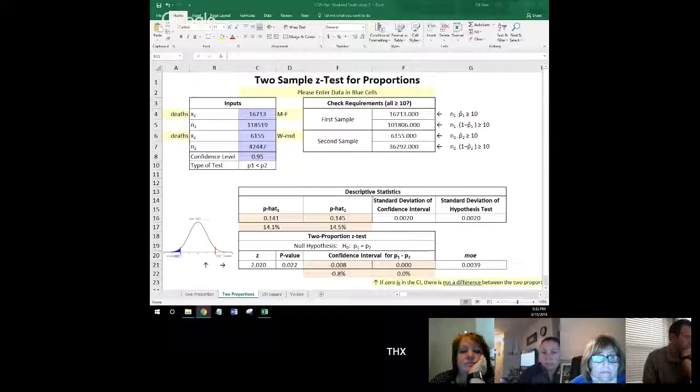Okay, I think I recall reading in some of the material that if 0 was in the confidence interval, that there is not a difference between the two proportions. And that seems like it contradicts with our p-value being low and rejecting the H0. So did I misread something? Or is that true if 0 is in the CI? So your little note down here at the bottom, if 0 is in the CI, there's not a difference between, because it's so small.